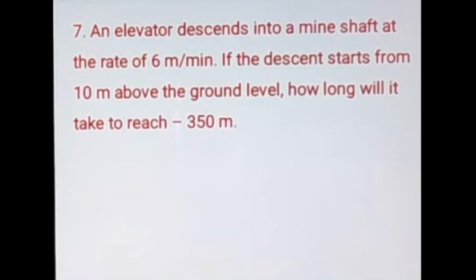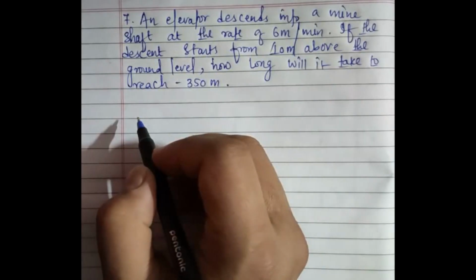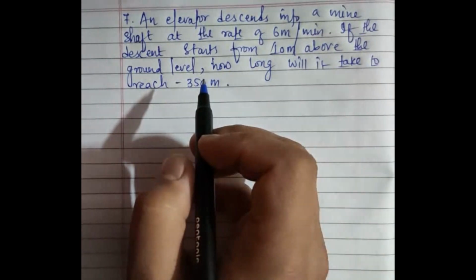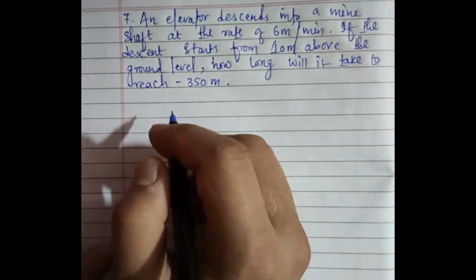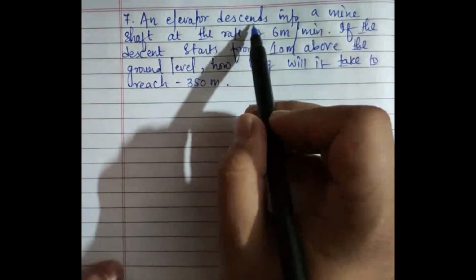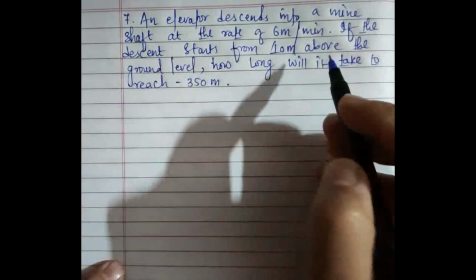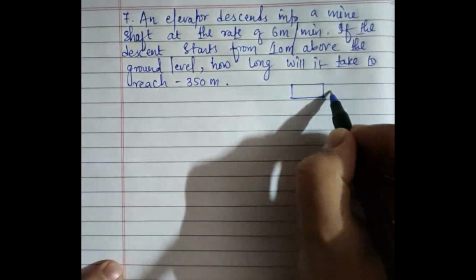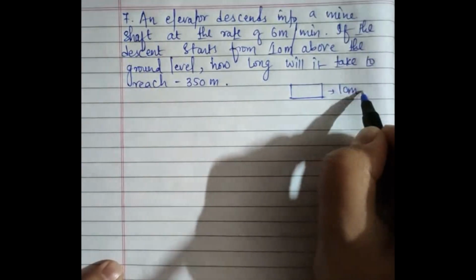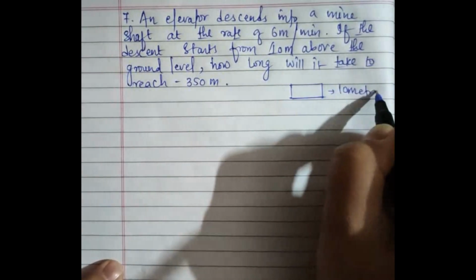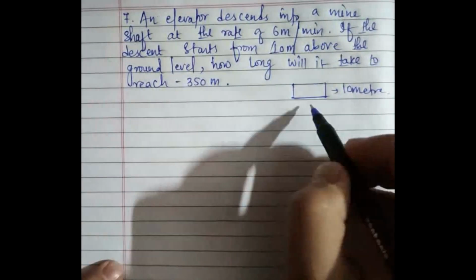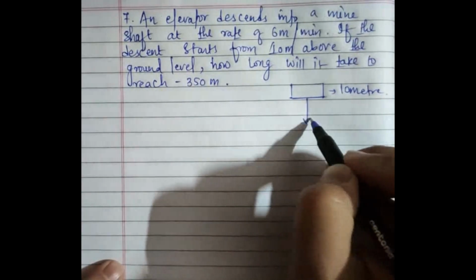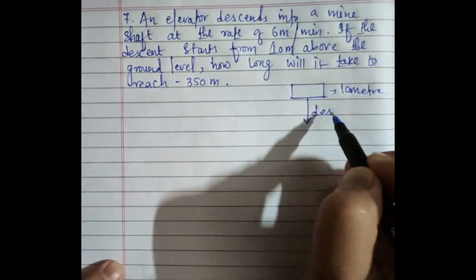Okay. So let us solve question number 7. This was our question from question number 7, right? So an elevator is descending into a mine shaft. Here is your elevator, which is at the ground level, right? At 10 meter above the ground level. So this elevator is moving down, and that is descending.